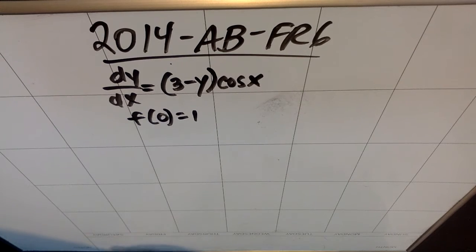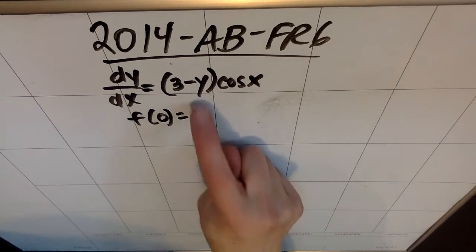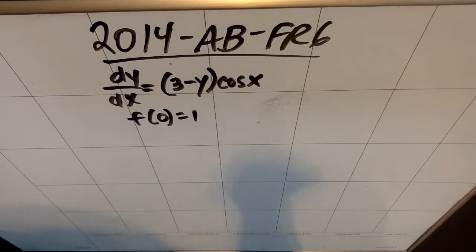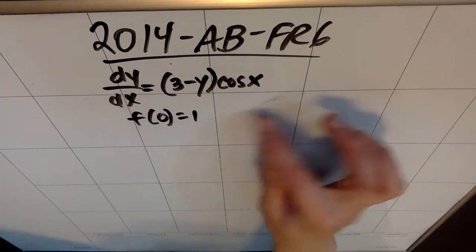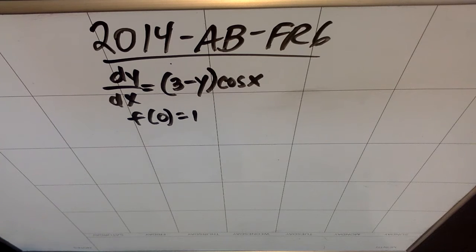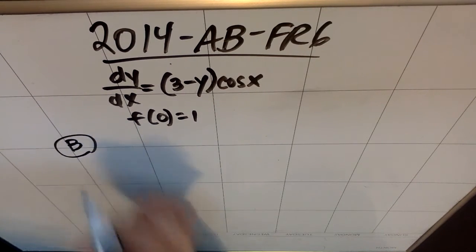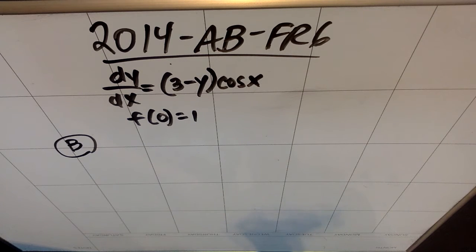Cool. Part B. Before we do much else, I can point out that this is separable, so there's a very, very high chance that they're going to make you separate this and solve this for either part B or part C for almost all of the points, which is totally what happens. But part B does not make you solve. They say write an equation for the tangent line to the solution in part A, which is (0, 1), and use the equation to approximate f of 0.2.